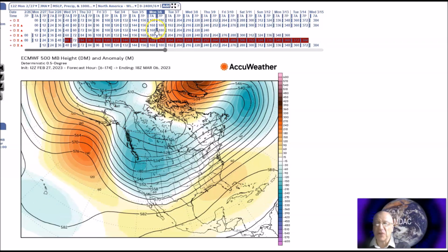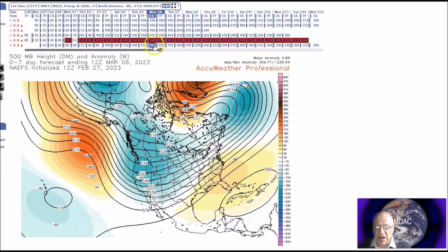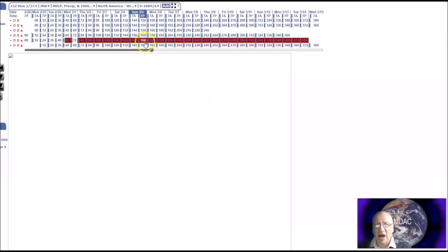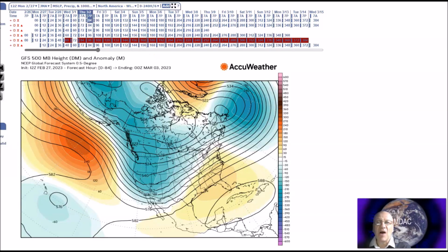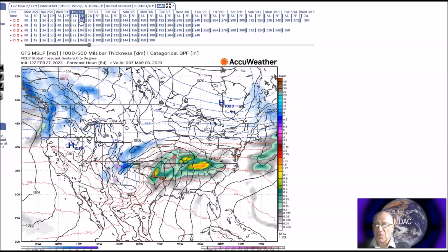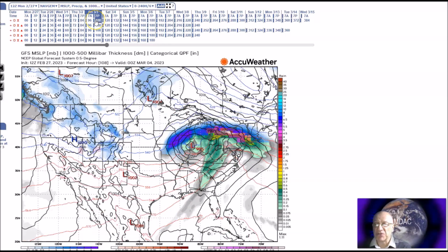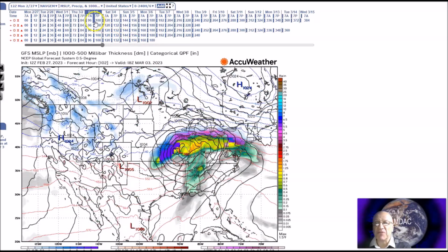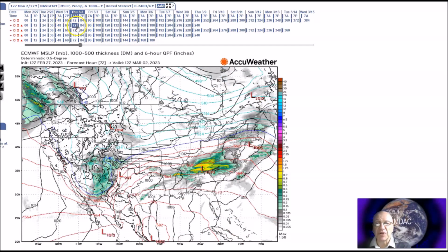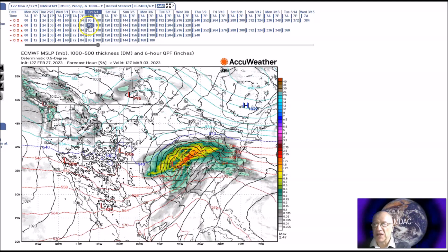Models are in pretty good agreement as we go through each day, and we don't see much of a change. Now we'll have another system here moving through the southern states. You can see it lifts northeast towards the Great Lakes, and this spreads snow, possibly changing to rain according to GFS, and maybe severe weather points south. So that's the GFS.